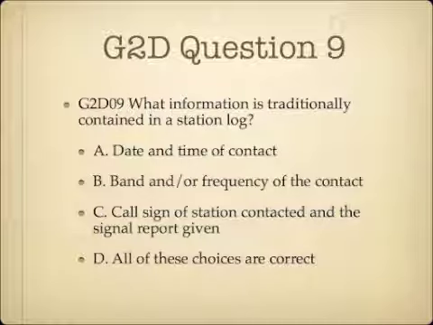Question 9. What information is traditionally contained in a station log? A. Date and time of contact. B. Band and/or frequency of the contact. C. Call sign of station contacted and signal report given. Or D. All of these choices are correct.